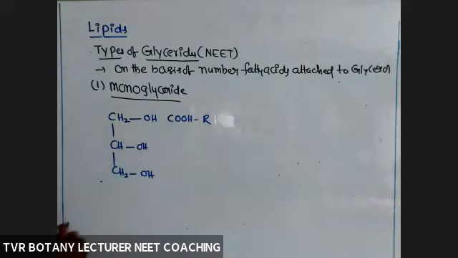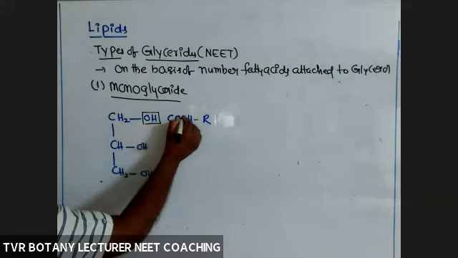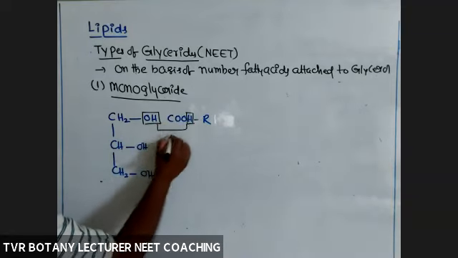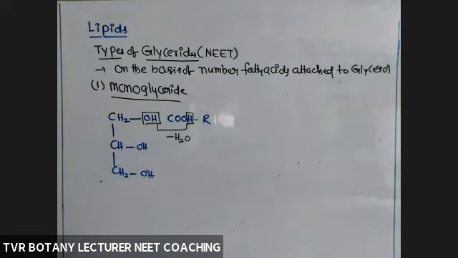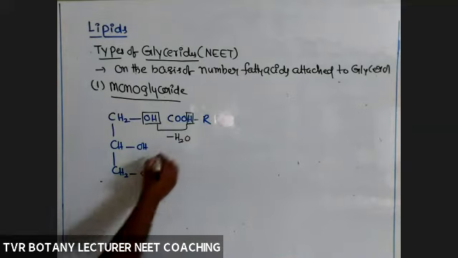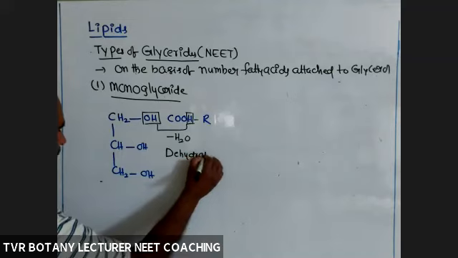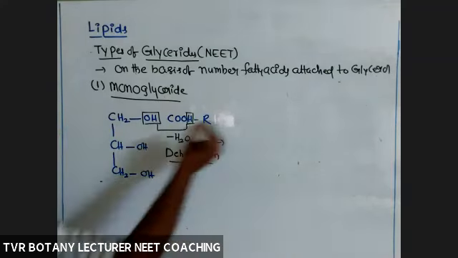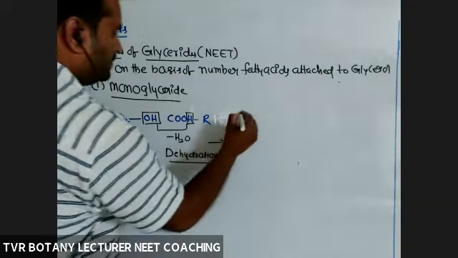Okay, so take this one, OH and a hydrogen atom. Take one hydrogen atom. These two are removed in the form of H2O. Okay, right? So this is dehydration, removal of H2O. See, in your textbook it was not given, but I am giving this one.